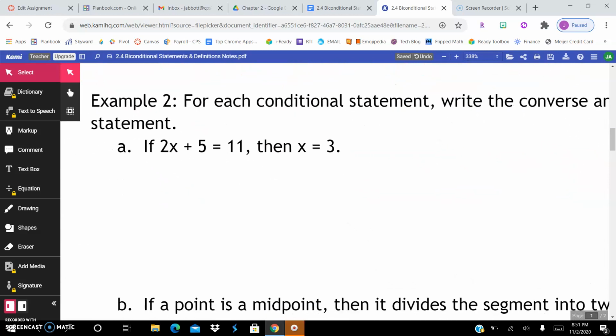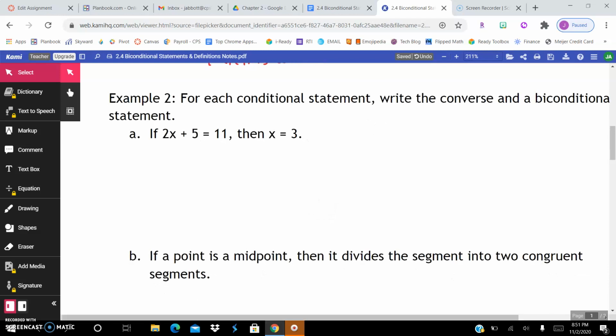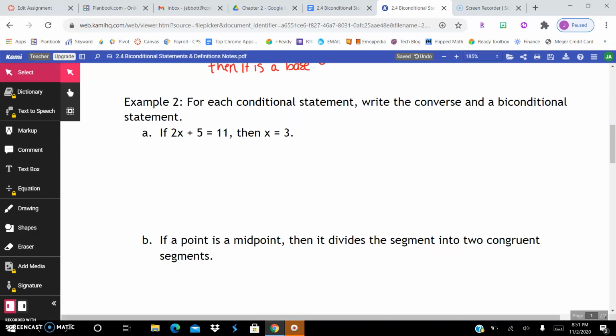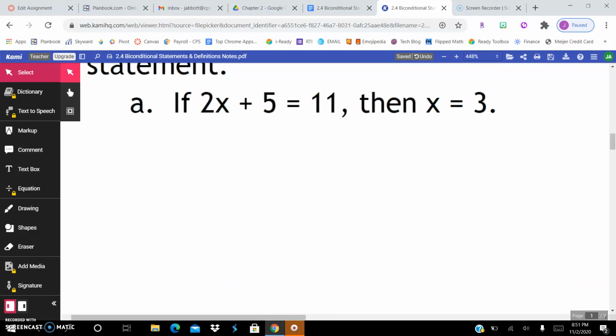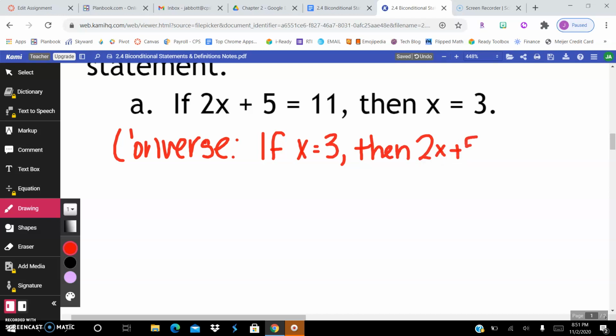For example 2, for each conditional statement, write the converse and a biconditional statement. So now they're giving the conditional, we have to write a converse. So the converse is just flipping them. So this one says if 2x plus 5 equals 11, then x equals 3. So we're going to flip them around. So we're going to say if x equals 3, then 2x plus 5 equals 11.